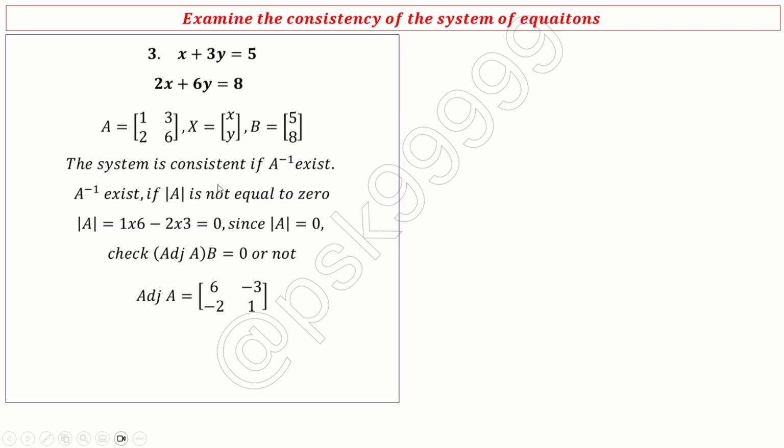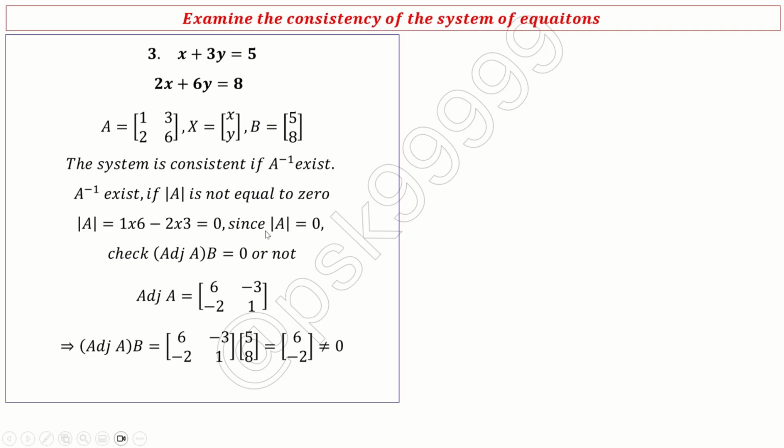So adjoint of A is nothing but 6, minus 3, correct? 6, D, minus B, minus C, A. So 6, minus 3, minus 2, 1. Adjoint of A into B is nothing but 6 comma minus 2, which is not equal to 0, which means definitely there is no solution. This is the inconsistent system.